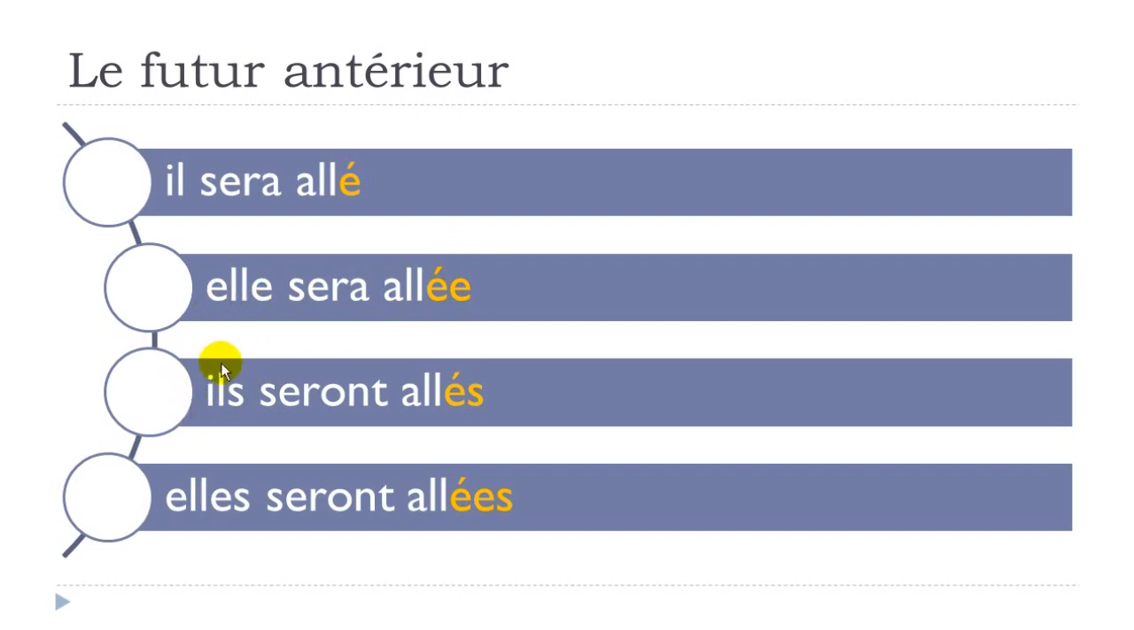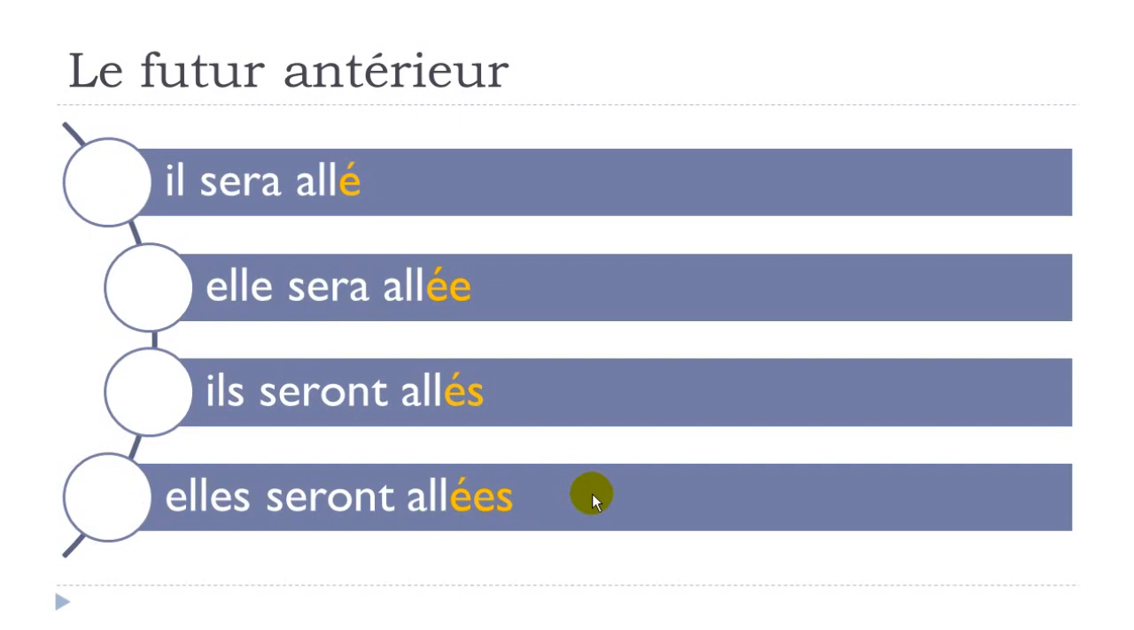If you've got the plural, like it's the case here, ils seront allés, with an s like that. So you'll put this s, you don't pronounce it, but still you need to put it. Okay? Elles seront allées. Here you've got the feminine form and it's the plural, so you've got this e mark of the feminine, then you've got this s mark of the plural. Same thing here, you don't pronounce it, but you need to write it. Okay, so let's read them. Il sera allé, elle sera allée, ils seront allés, elles seront allées.